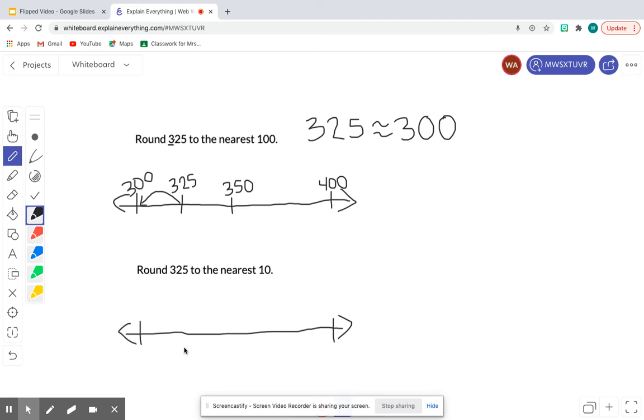All right, now let's round to the nearest 10. We're going to use the same number, 325. So the first thing we're going to do is determine our benchmarks, the number that 325 falls between. But now, instead of looking at the number in the hundreds place, we're rounding to the nearest 10. So we're going to look at the number in the tens place, which is the number 2. So the tens that 325 falls between is going to be 320 and 330.